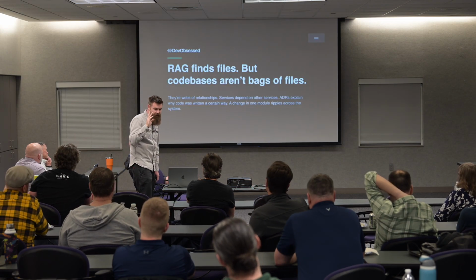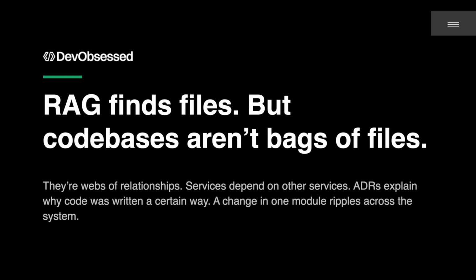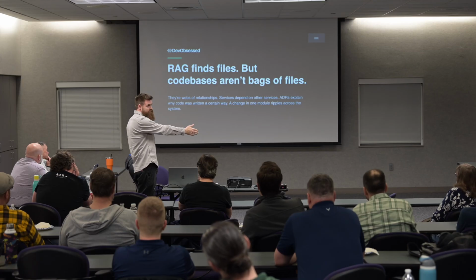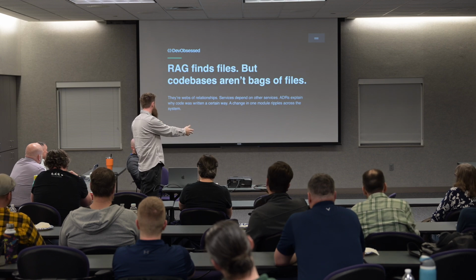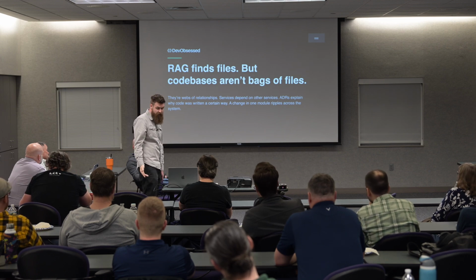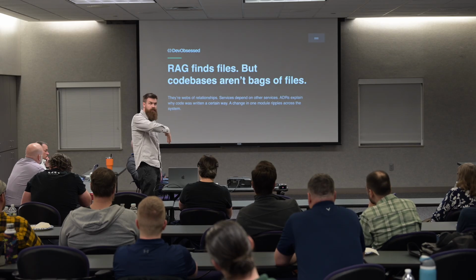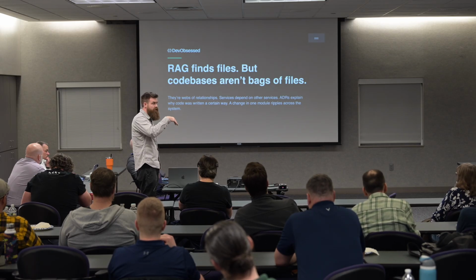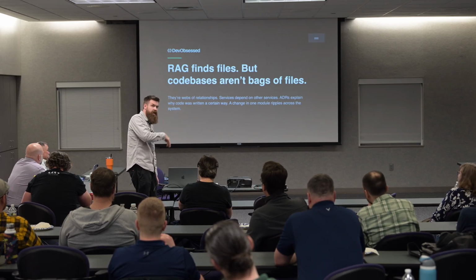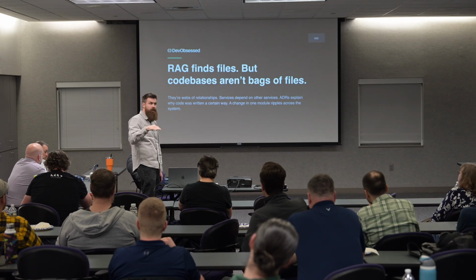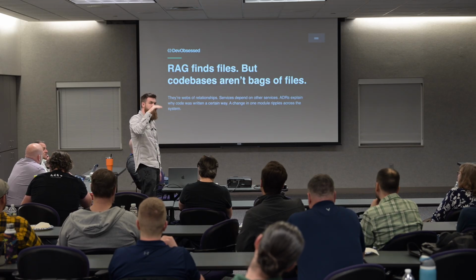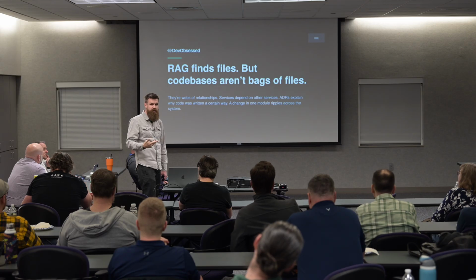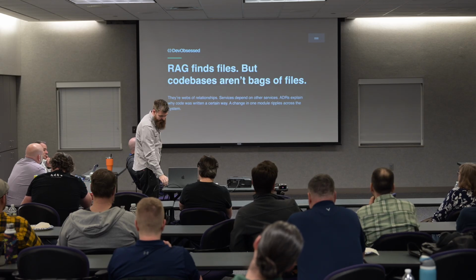So RAG finds files, but code bases aren't a bag of files. They're a web of relationships, and this is a major failing of RAG. Services depend on other services. ADRs explain why code was written in a particular way, and a change in one module is a ripple in another. So if you have the graph RAG and you're editing a file and it says, what is this going to affect, or what are the parents of this, it has more informed information before it makes that change.